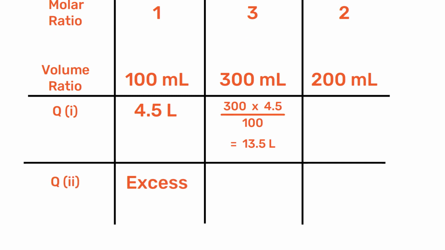Similarly, if you have 600 milliliters of hydrogen reacting with excess nitrogen, you can calculate the amount of ammonia formed. And in this case, it would be 400 milliliters.